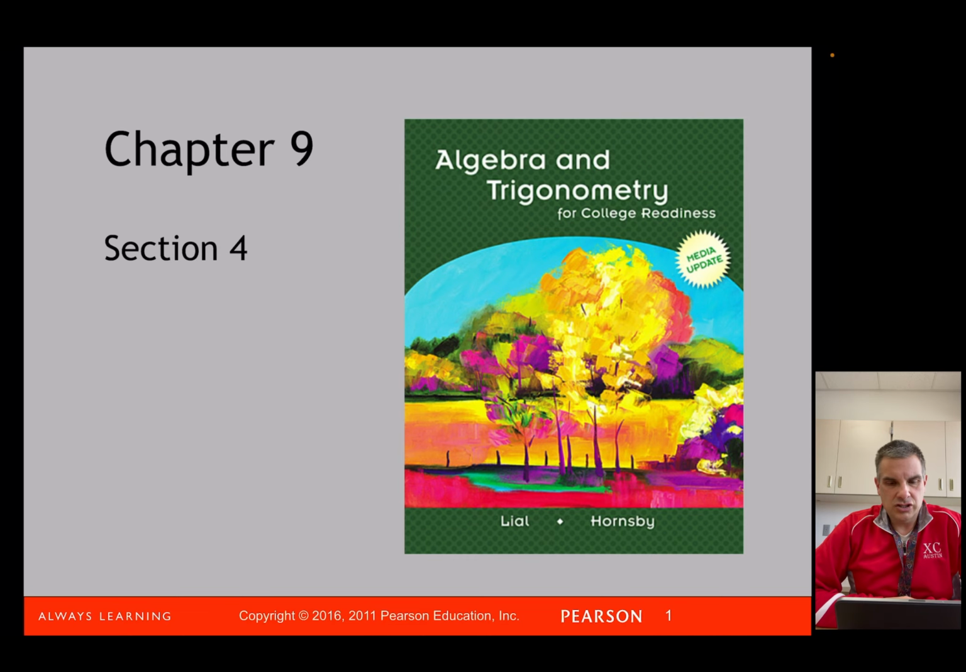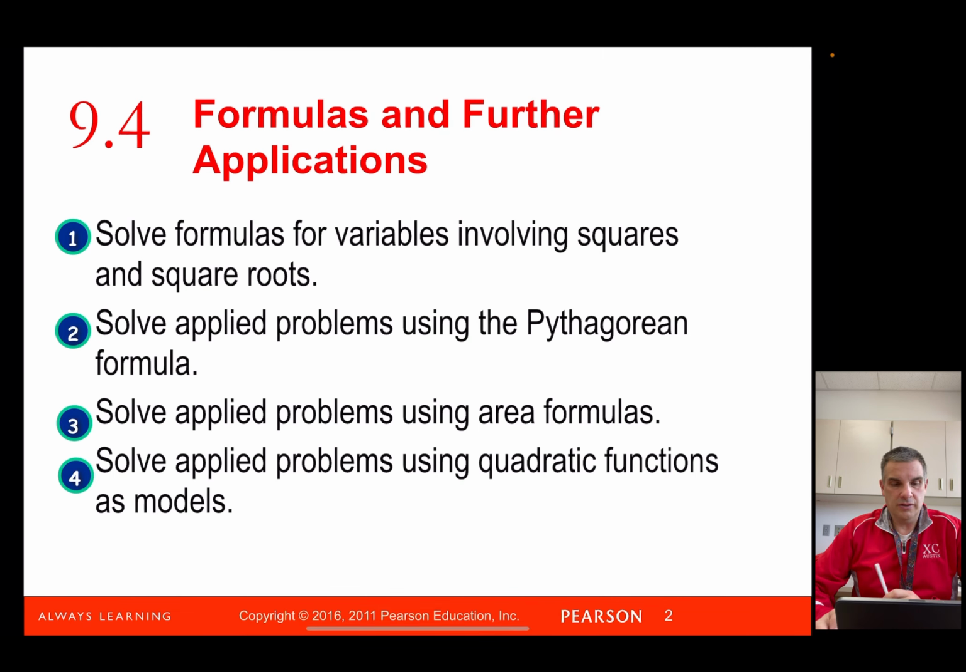Chapter 9, Section 4 is what we're going to talk about today, or at least pieces of it. We're not going to do all of the section, but this is going to be the last section that we cover in Chapter 9. A few of the things we're going to do: we're going to solve formulas for variables involving square roots. We're going to do some applied problems using the Pythagorean formula, and we're going to solve applied problems using area formulas. So a couple things within here that we are going to look at.